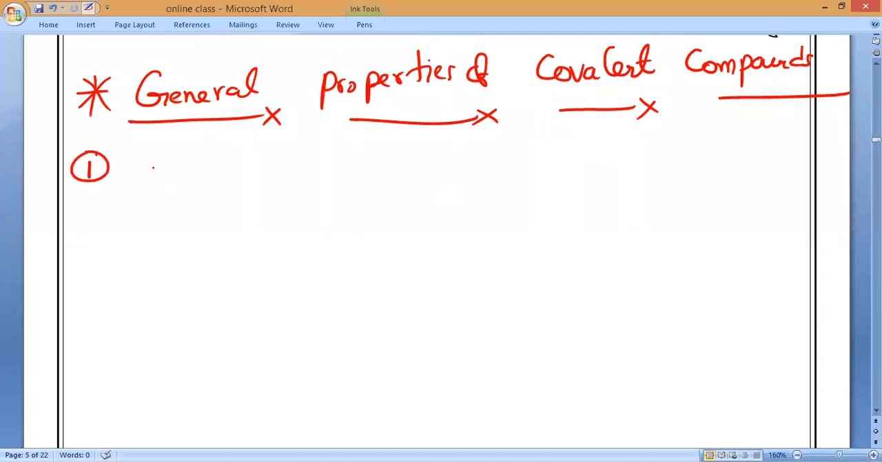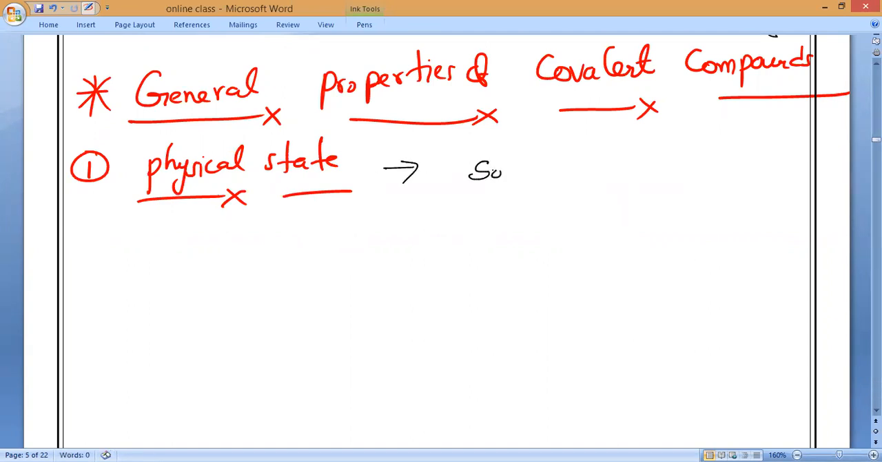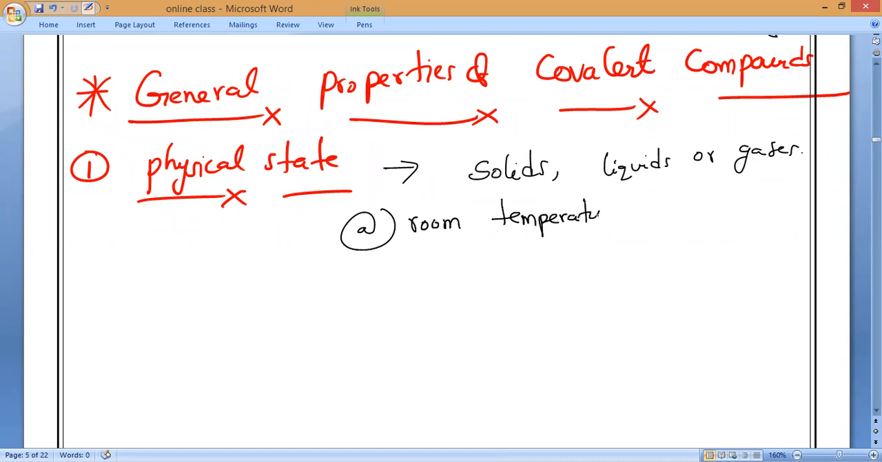First property, guys, physical state. Now you tell me, in what state are covalent compounds present? Liquid, solid or gaseous? They are present in solid state, in liquid state, or even in gaseous state. But we consider everything at what temperature? At room temperature. Room temperature is very important, so you should all remember that.